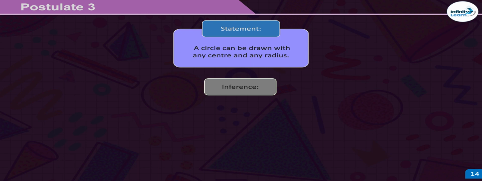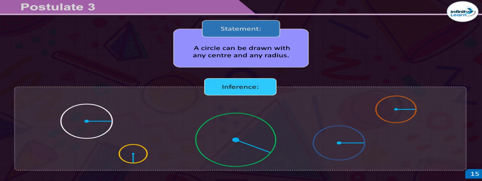Now, postulate number 3. A circle can be drawn with any center and any radius. See, this is a circle. A circle can be drawn with any center and any radius. ठीक है? Clear? Clear? बोलो yes or no?